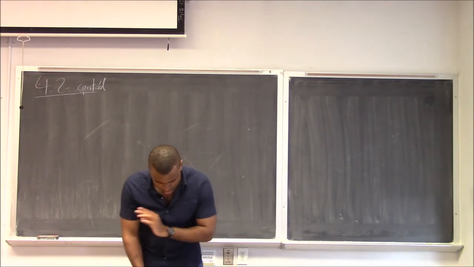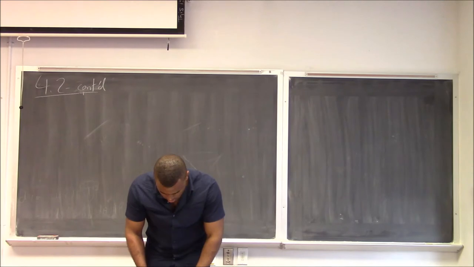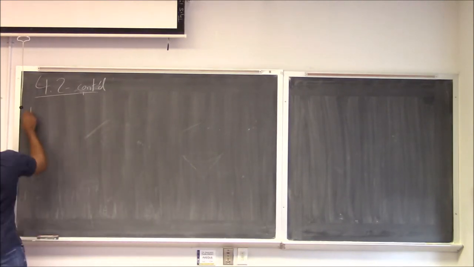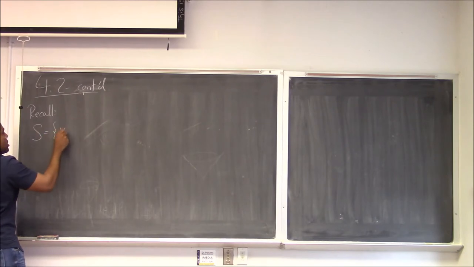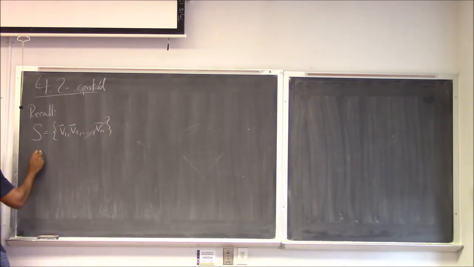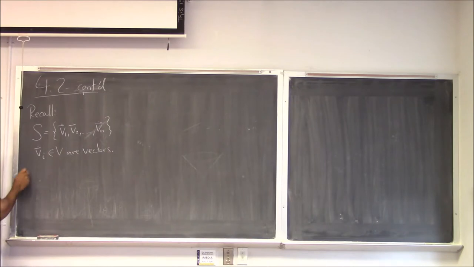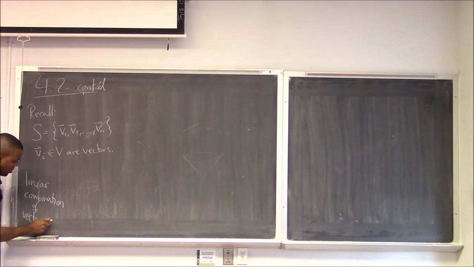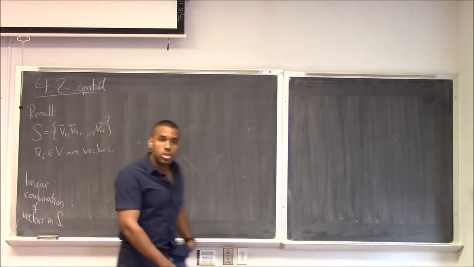So we already covered vectors and vector spaces and subspaces. I mentioned what a linear combination was. Let's actually review some of them. So let S be a set of these guys, the v_i, in V, are vectors. What is a linear combination of these guys? Tell me what a linear combination of vectors in S looks like. What is that?